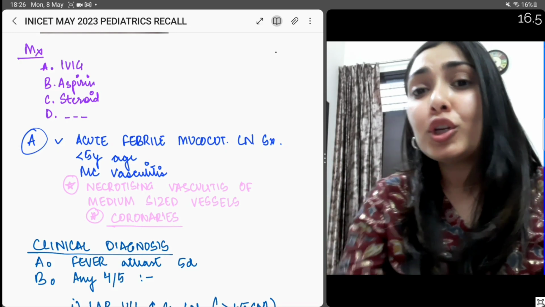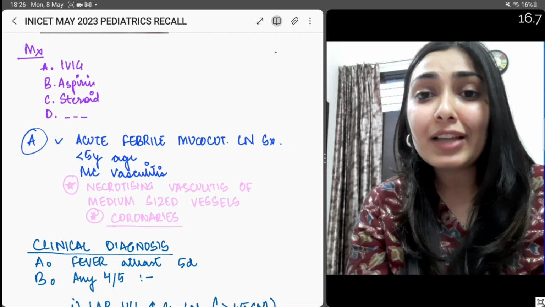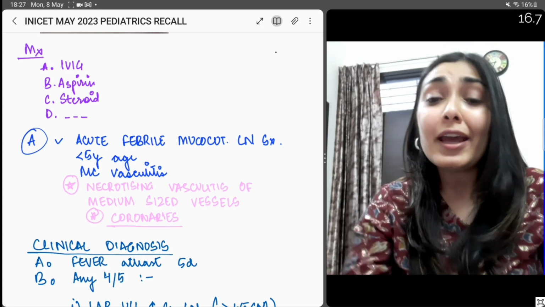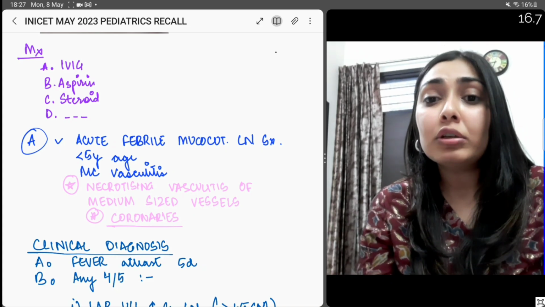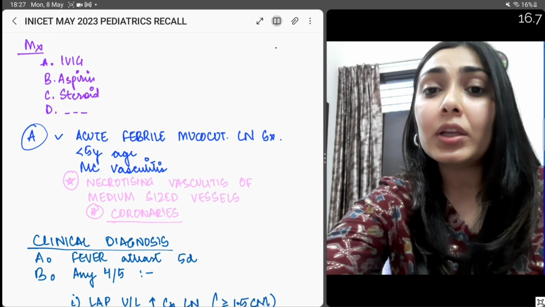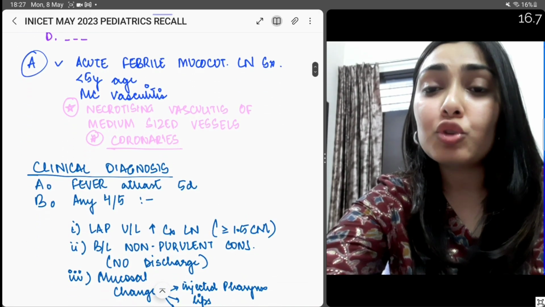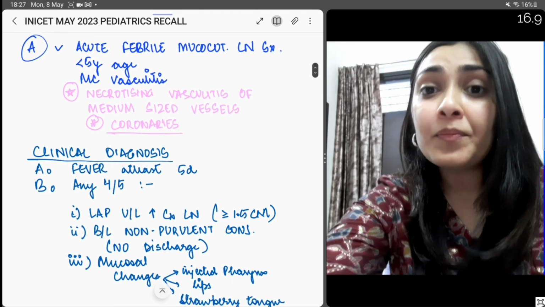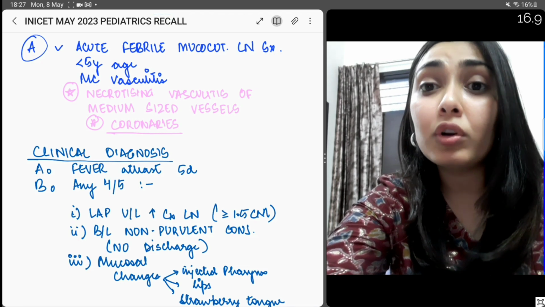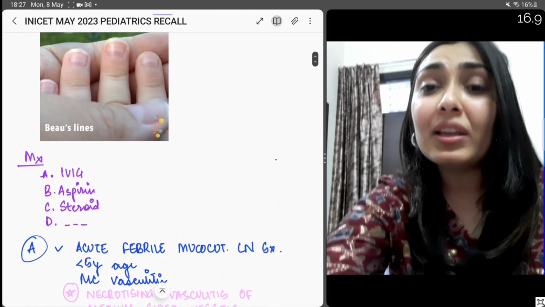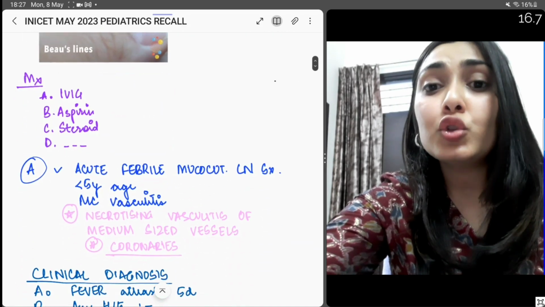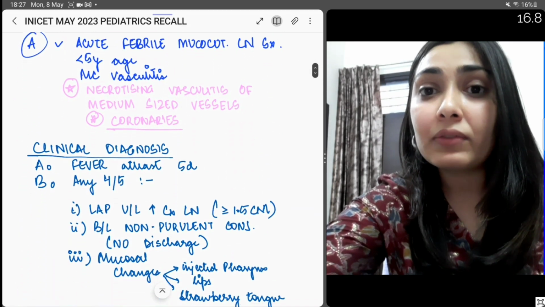So coming on to the diagnostic criteria of Kawasaki disease. Kawasaki disease is essentially a diagnosis of exclusion, and there is no lab parameter that can actually diagnose it. It is a clinical diagnosis. The clinical diagnosis is made by fever for at least 5 days. It is sometimes said that a child with fever of unknown focus, who is very irritable, you should have Kawasaki disease in your mind. So the clinical diagnosis: fever at least 5 days.